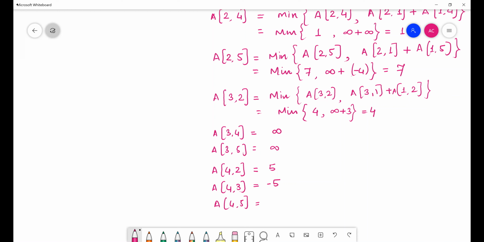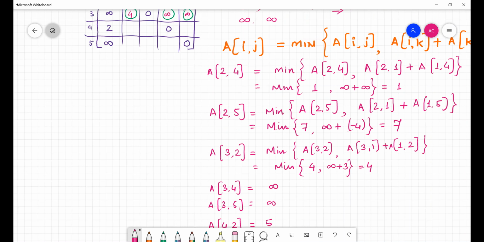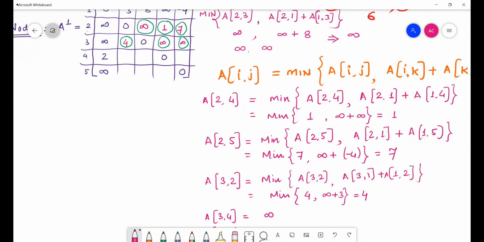And 4 to 5 is? Infinity. No, 1 minute, sir. -2. Yes, sir, -2. So let's put the values. This is 5, this is -5, and this is -2. Now calculate 5 to 2, 5 to 3 and 5 to 4.